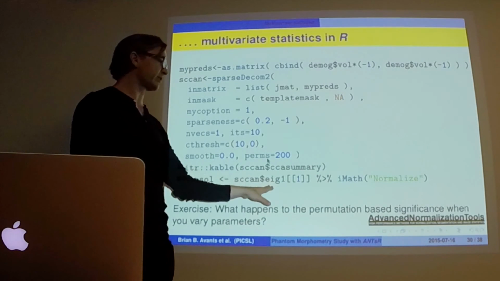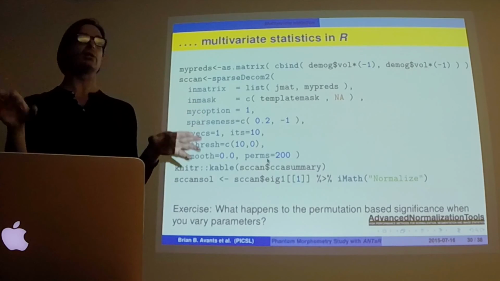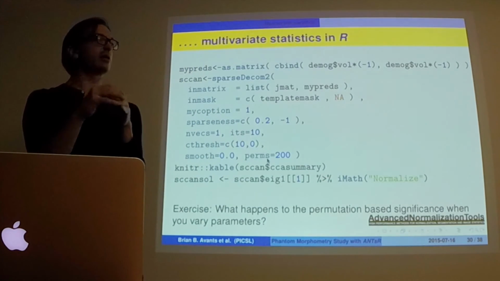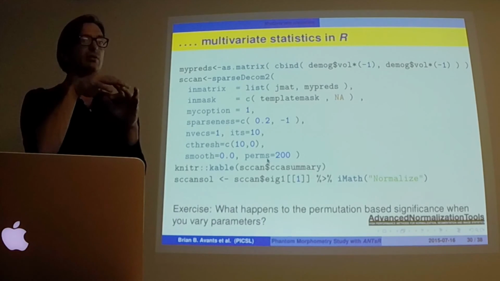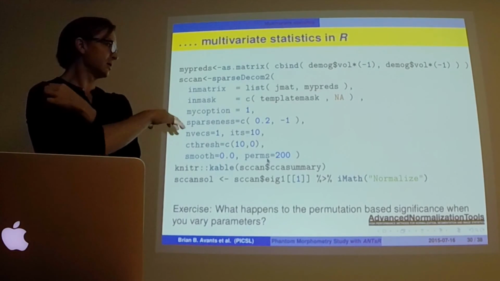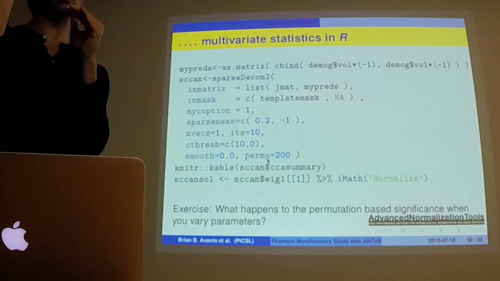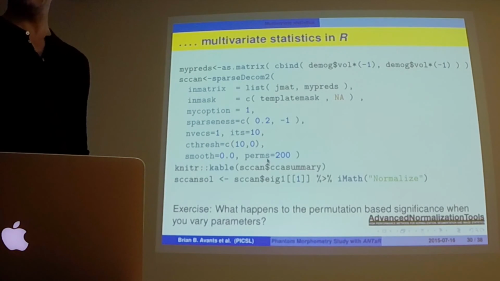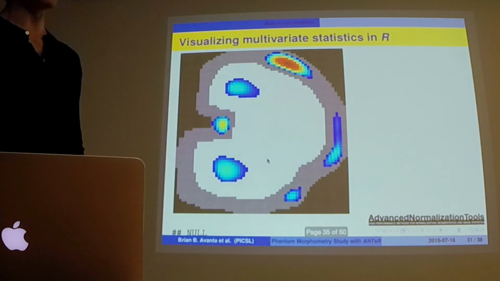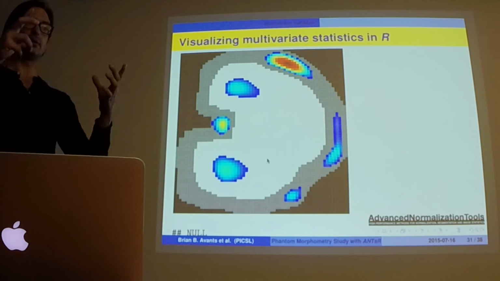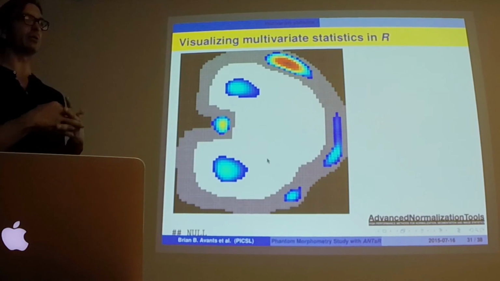The scan solution is an eigenvector. It's just another image, and I can normalize the eigenvector. There's no guarantee of what the value will be, non-negative, but their range will be less than zero. It won't be zero to one, so I just normalize them so that they're zero to one, just for convenience. Then I know if I threshold at 0.9, it's the high values. Then I can map this back onto the original data and visualize it. This is again the multivariate idea.